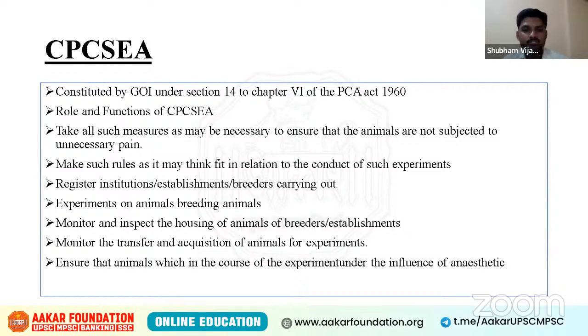Transfer and acquisition. For an experiment, what we used to do is get those animals which are required for our experiment, and allow them to settle for 7 to 8 days so that they can adapt to the local temperature and local climate, and get acclimatized. That is called the acclimatization period. This can be monitored, whether the acclimatization is happening properly or not. This monitoring authority is with the CPCSEA.